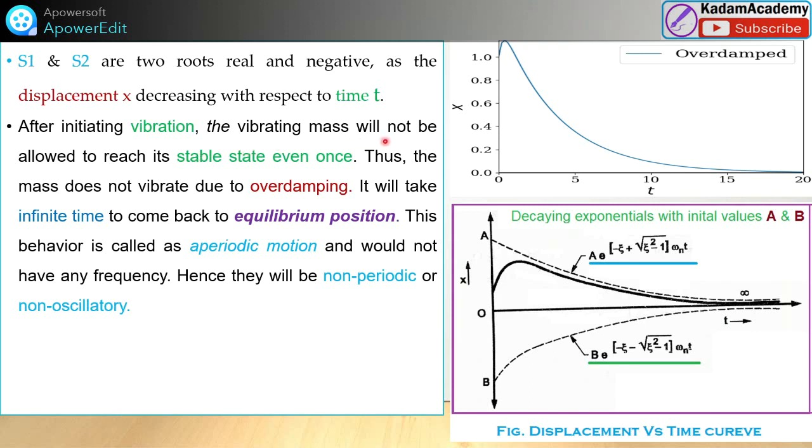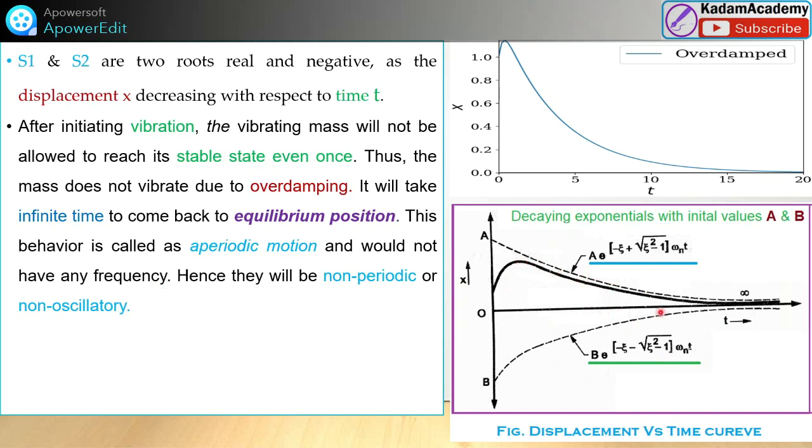The vibrating mass will not be allowed to reach its stable state even once. When it is vibrated for this amplitude, it will come to rest here, but it will not come to the mean position until infinite time to come back to the equilibrium position. This behavior is called aperiodic motion and would not have any frequency. Hence, this is only on one side.